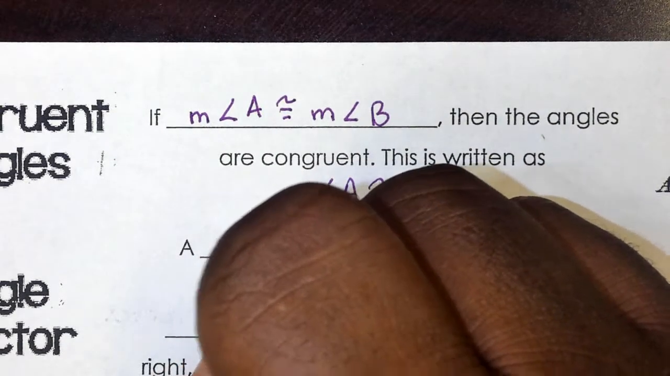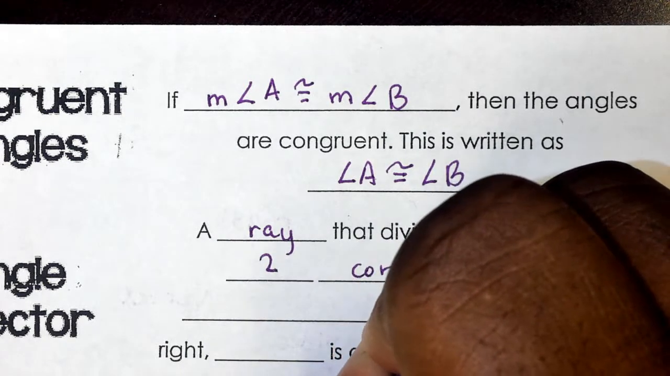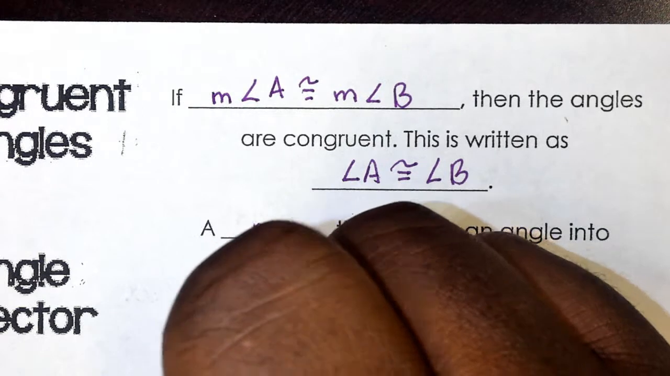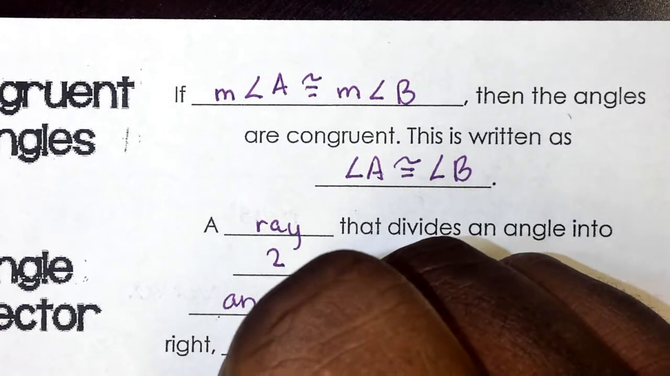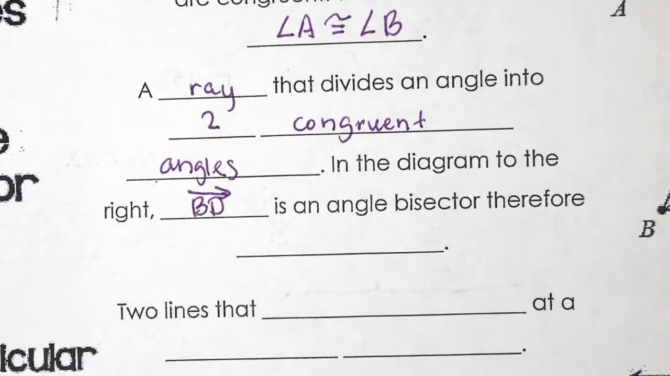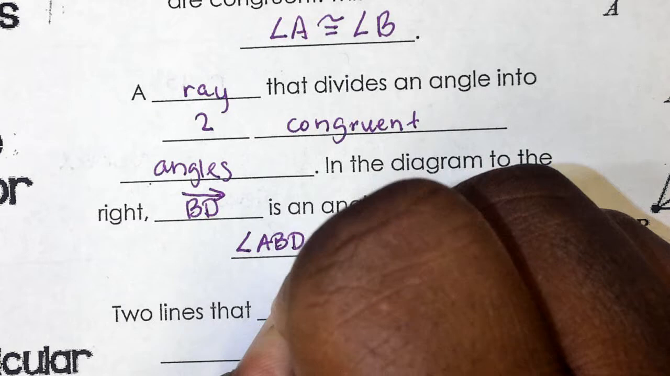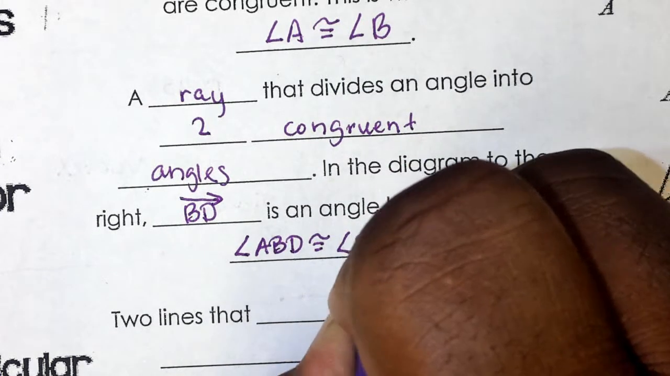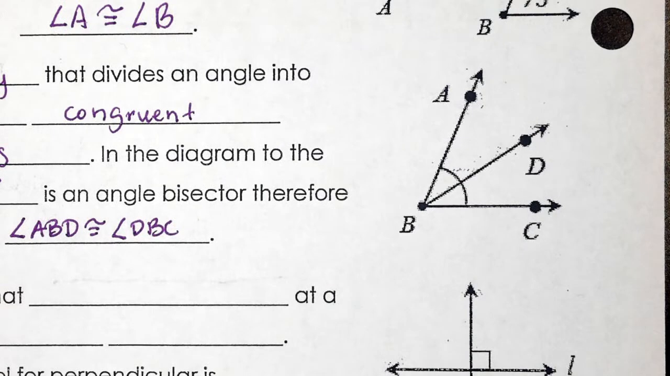So in this case, our definition is going to say a ray that divides an angle into two congruent angles. In the diagram to the right, ray BD is a bisector or angle bisector. Therefore, small angles, angle ABD is congruent to angle DBC. I'm going to show you that over there as it's written.